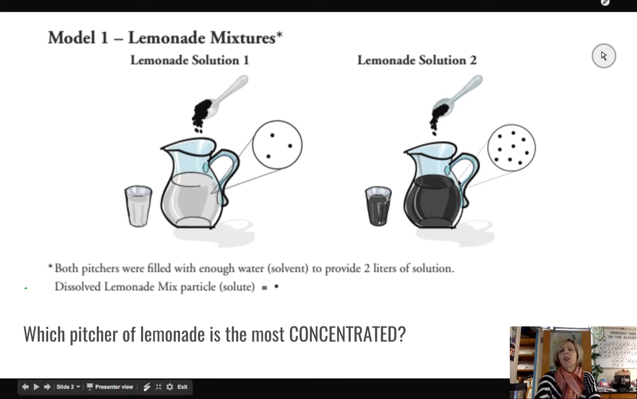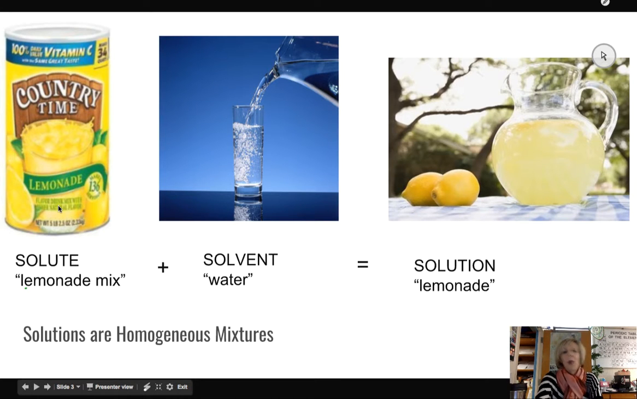So here's a cartoon about a very concentrated solution of lemonade, solution number 2, and a very dilute solution of lemonade in picture number 1. These little dots represent the molecules of the lemonade solution, or what we call the solute. If you were making lemonade from a mix, the solute would be the lemonade mix, the solvent would be the water, and the solution is the solute plus the solvent, so the lemonade itself would be the solution.